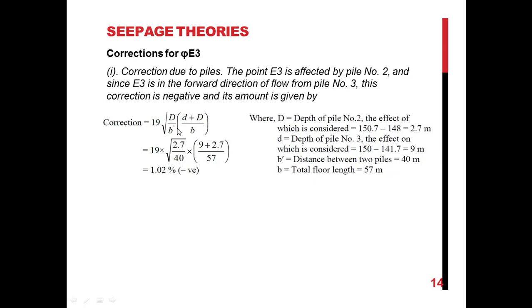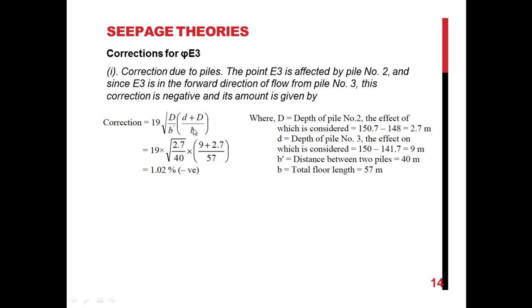Capital D is equal to depth of pile number 2, the effect of which is considered, equal to 150.7 minus 148 equal to 2.7 meter, while the depth of pile number 3, the effect on which is considered, equal to 150 minus 141.7 equal to 9 meters. Also B dash is equal to distance between the two piles, 40 meters, and small b is equal to total floor length equal to 57 meters.